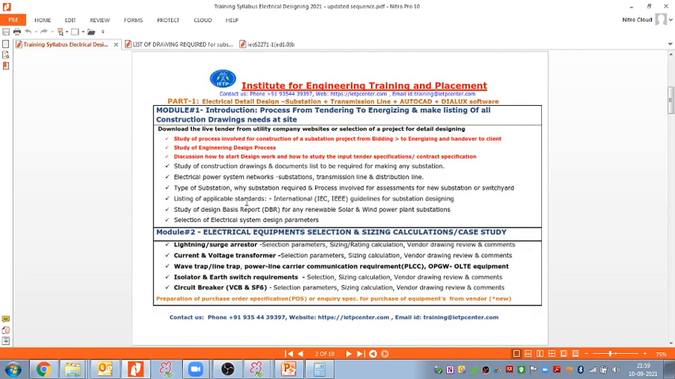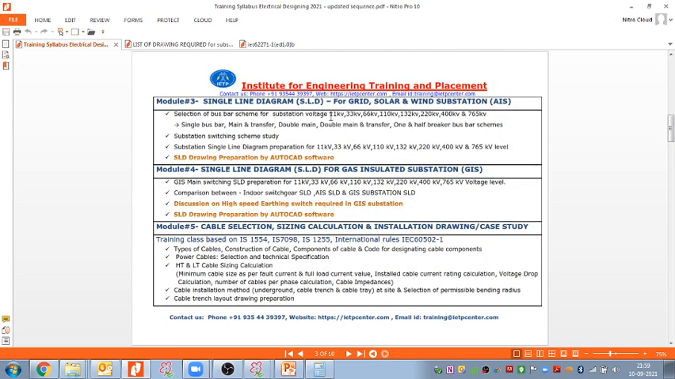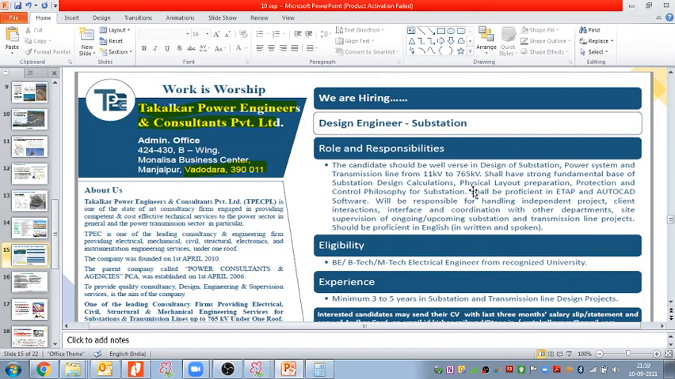Yeah, so this single line diagram, let me go to the match with the job descriptions. The engineer shall have a strong fundamental base of design calculations, physical layout preparation, protection and the control philosophy for substation. Shall be proficient in ETAP. So ETAP we will discuss in the class.